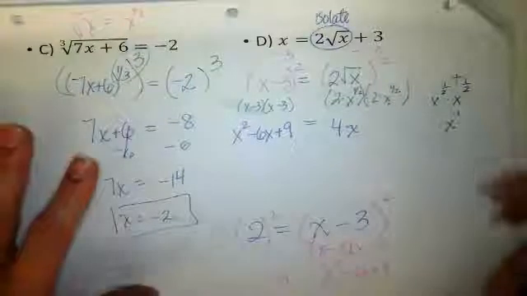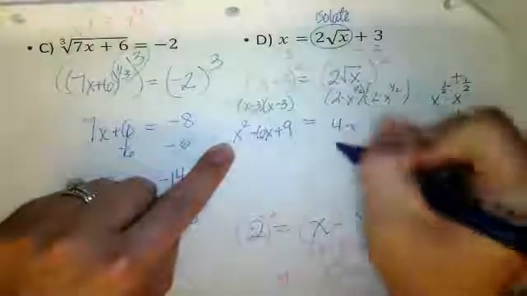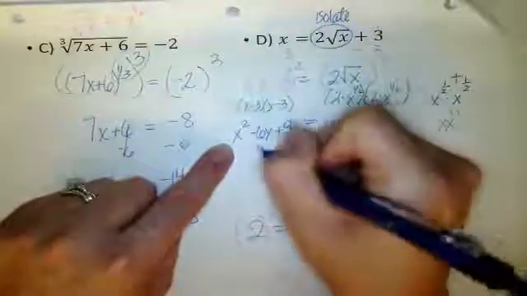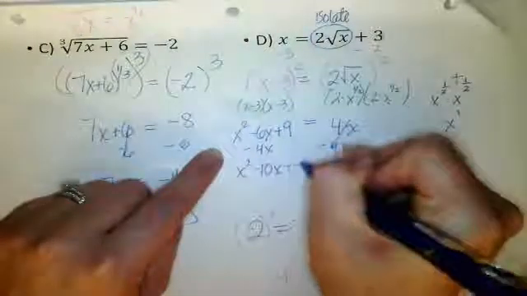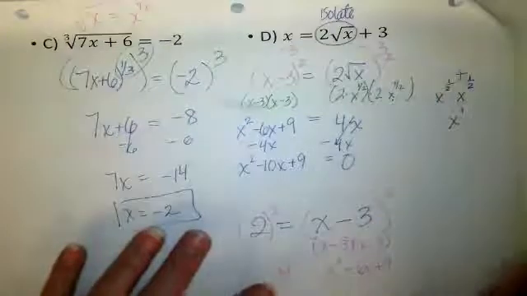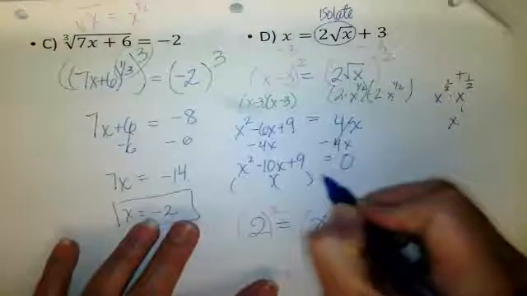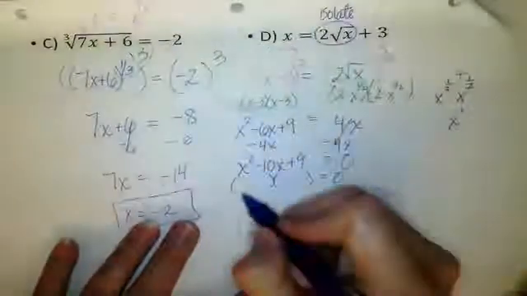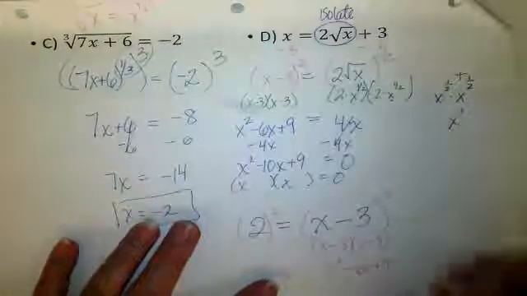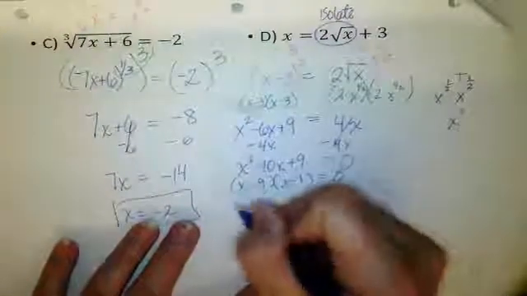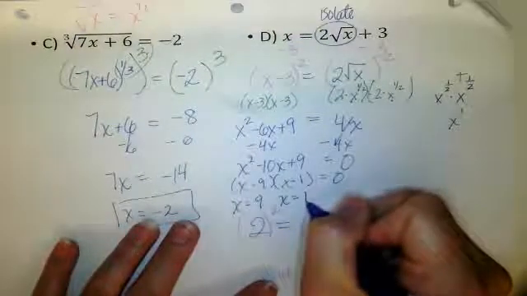This is a quadratic equation. How do we solve a quadratic? Set it equal to 0. And so we have x squared minus 10x plus 9. And then what should we do? Factor, double bubble. You could use the quadratic formula, but the factoring is faster. X times x is x squared. What times what is positive 9? Negative 9 and negative 1. So that means x equals 9 or x equals 1.